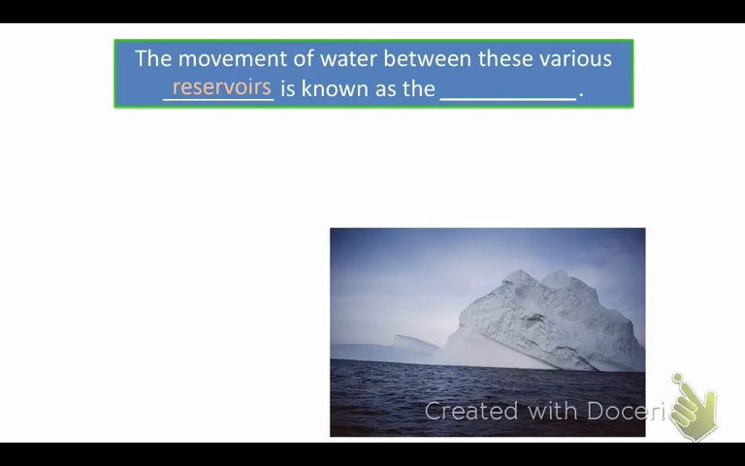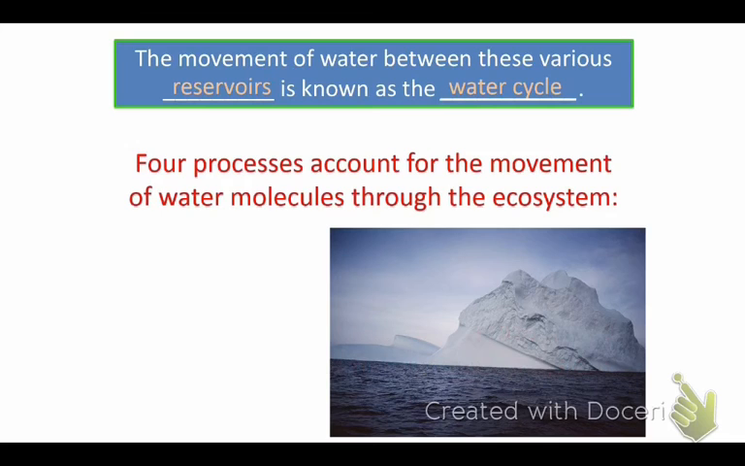The movement of water between these various reservoirs is known as the water cycle. Okay? There are 4 processes that move water through the water cycle. They are evaporation, precipitation, it's when Mother Earth gets some street cred and makes it rain.